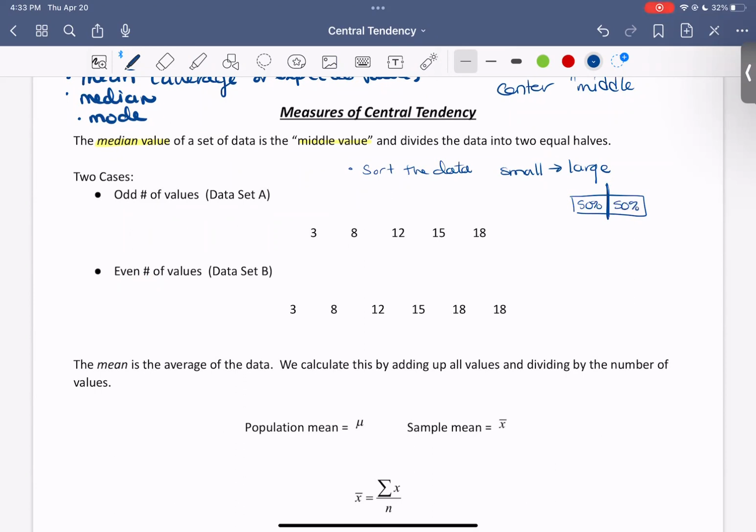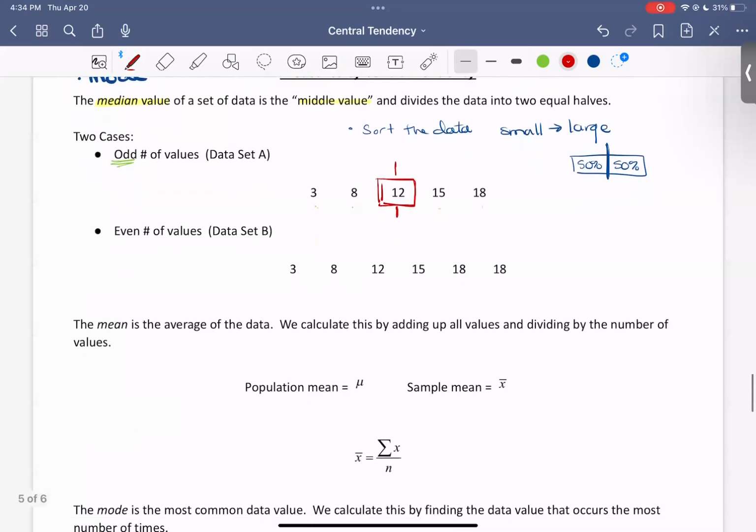All right, so first up, the case where we have an odd number of data values. So in this case, we have 1, 2, 3, 4, 5 data values. So if we count up to the third one, we will find the middle value or median.